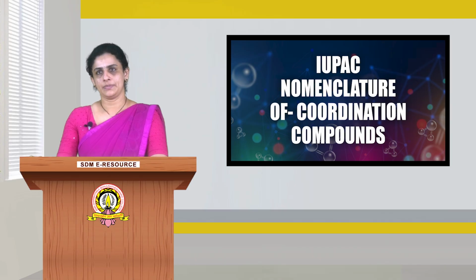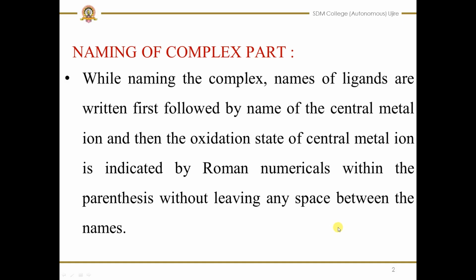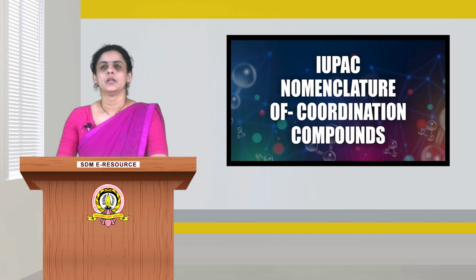Naming of a complex part. While naming the complex, the names of ligands are written first, followed by the name of the central metal ion, and then the oxidation state of the central metal ion, indicated by a Roman numeral within parentheses without any space between the names. Next one is the naming of ligands.